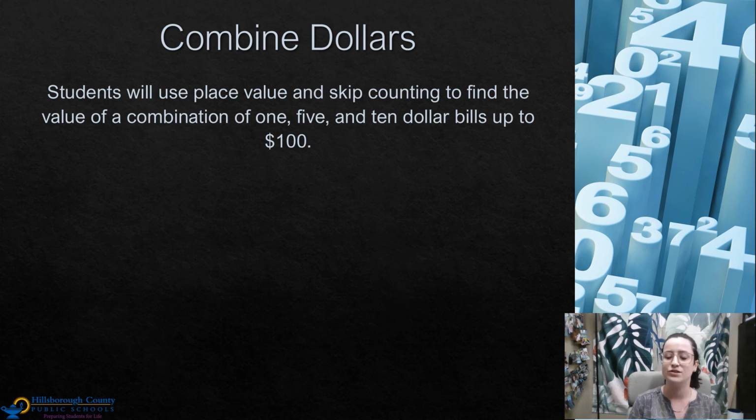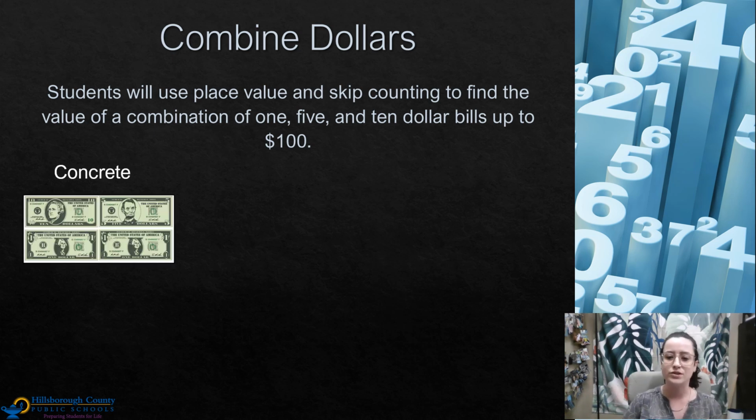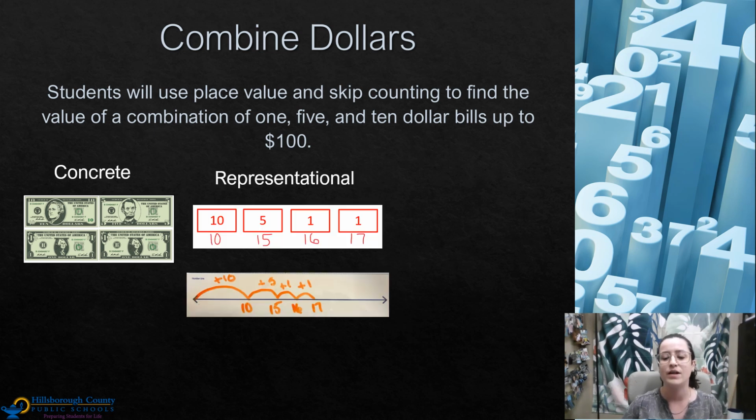Students will continue to use place value, counting on, and skip counting to find the value of a combination of $1, $5, and $10 bills up to $100. So we want to give students the concrete tools again, and we want to help them think about the most efficient way to count these. So we want to start with our 10, move to our 5, and then to our 1. So we would have 10, 15, 16, 17. Notice again that we're counting on. We're not counting each of these individually because we're trying to find the total amount.